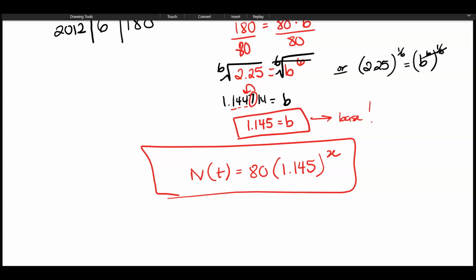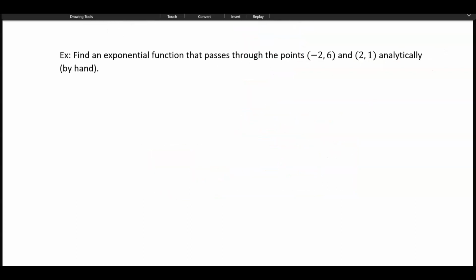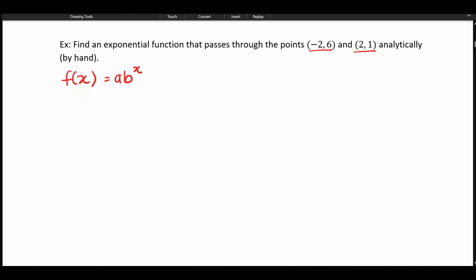All right, so now we're going to find an exponential function that passes through the points -2, 6, and 2, 1 by hand. Now, because we don't have the initial value, we're going to substitute both points into the equation of the form of our exponential function f of x equals ab to the x power. So then when we solve the system, we're going to solve it for a and b. So let's go ahead and do that.